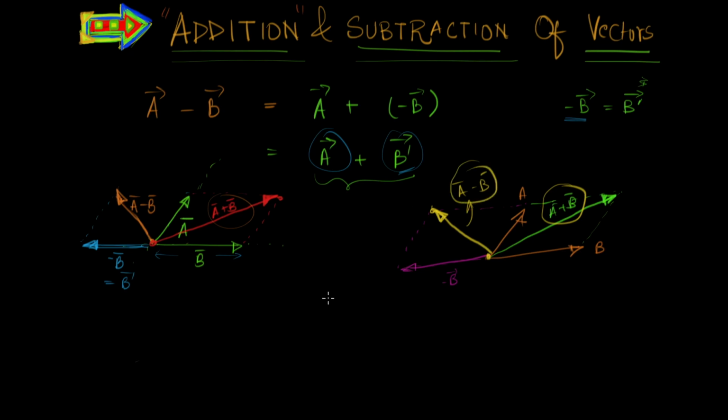So I hope this video made sense, and I hope it helped you to understand what addition and subtraction of vectors means, and not only that, but also what happens to a vector, say A, when we multiply it by a constant of, say, lambda.